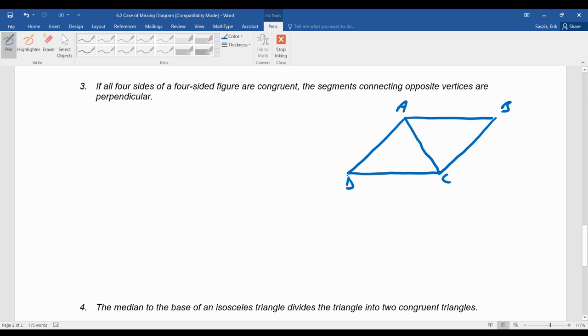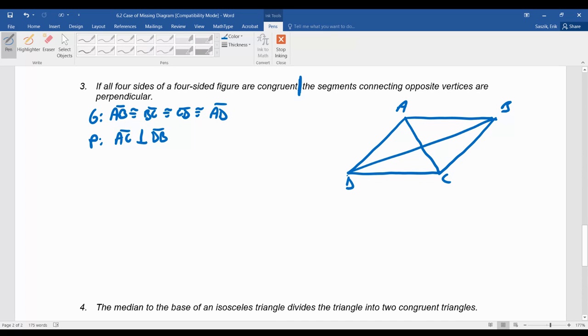And it says the segments connecting opposite vertices are perpendicular. So remember, if this is very obvious, right? If all 4 sides are congruent, that's the division between your given and your prove right away. Now, it says they're all congruent. So I would say AB is congruent to BC, is congruent to CD, is congruent to AD. And the segments connecting opposite vertices are perpendicular. That's what we have to prove. We have to prove AC is perpendicular to DB. Okay.